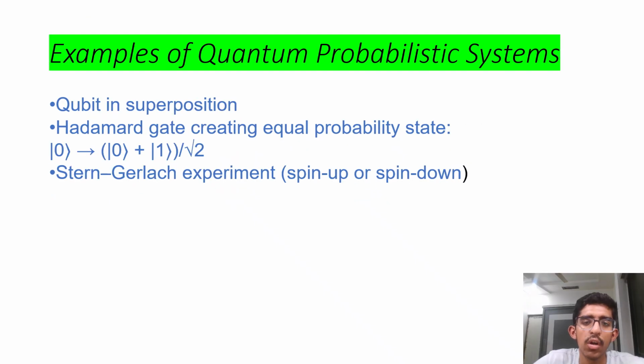Some examples of quantum probabilistic systems are a qubit in superposition, and the Hadamard gate creating an equal probability state, where the |0> state goes to (|0> + |1>)/root 2. Some other examples are the Stern-Gerlach experiment, spin up or spin down. Other quantum systems are also there, for example the CNOT gate and the CCNOT gate, in which the target qubit is flipped depending on the control qubit.